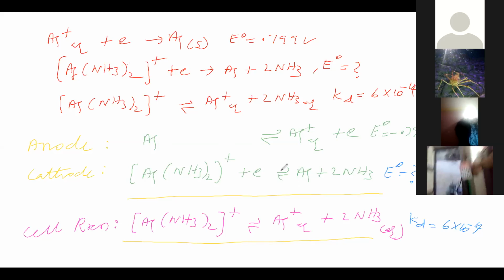Think about it. Now, the equilibrium constant is 10 power minus 14. This indicates this equilibrium lies almost left. Almost left in the sense forward is almost not there. Forward is almost not there means this process is non-spontaneous. Non-spontaneous in the sense it is no longer anode, it will act as cathode, and that will act as anode.